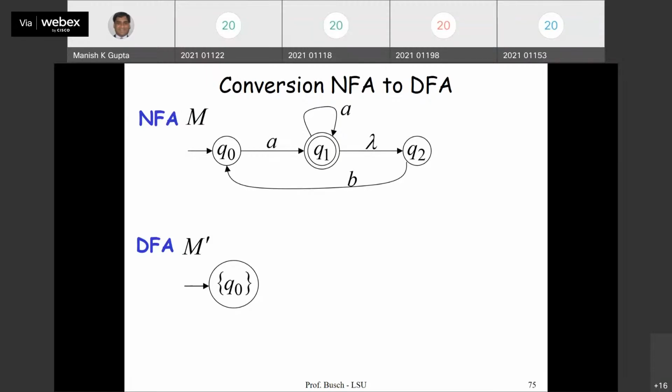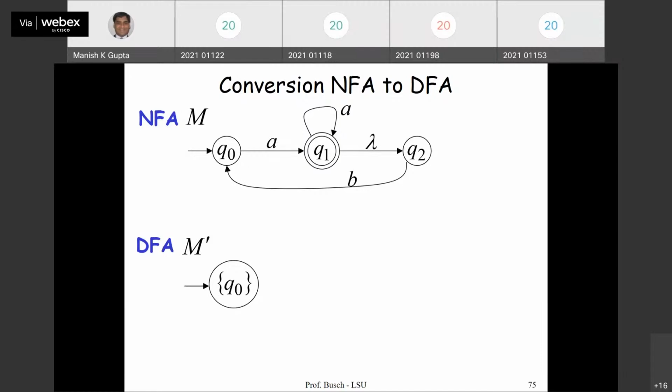What we do is look at the start state Q0, and I'll make a state here in the DFA, singleton Q0, as a circle. This is our first starting point. I am making a DFA. From Q0, where can I reach after receiving A? Q1. Since the alphabet is A comma B, I need to provide transitions for both A as well as B.